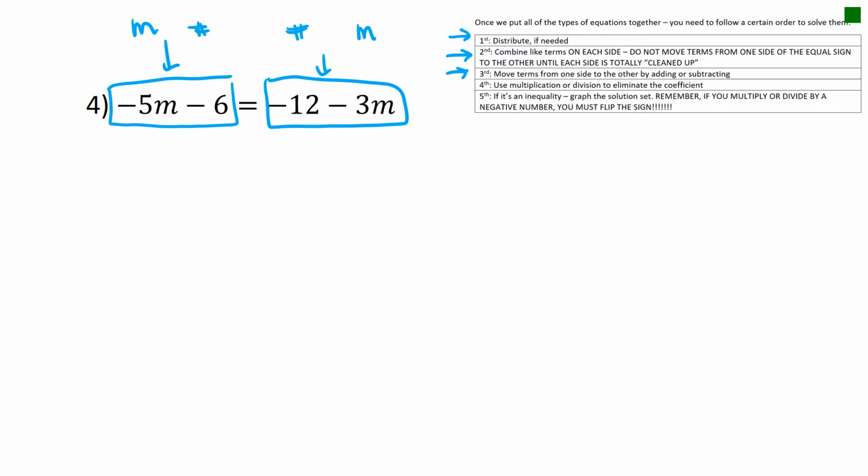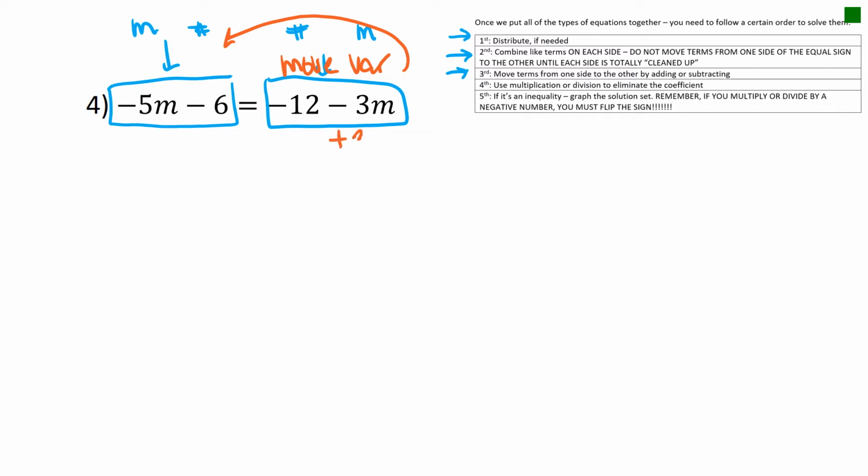Now you can move lots of different ways. This is the way I like to do it. Your teacher might like to do it differently. You might like to do it differently. But you know what? I'm only going to show you one way because it's one person, one slide, 1, 1, 1 is the lonely number. I'm going to move the variable from the right side to the left.